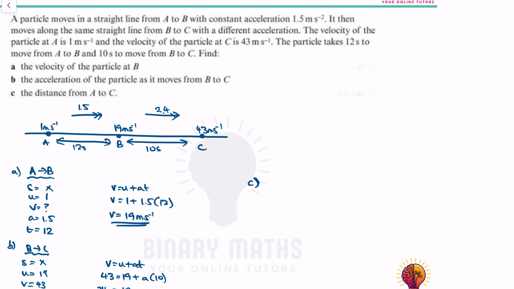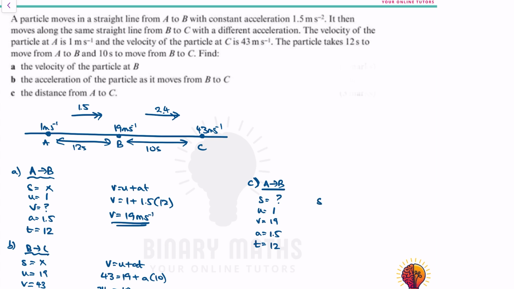C. The distance from A to C. Now the distance from A to C consists of two journeys. First of all from A to B, and then from B to C. So I have to do that part separately because I have to set up SUVAT separately for each part. So first thing, from A to B, I'm trying to work out the displacement. The initial speed is 1, the final speed is 19, acceleration is 1.5, and the time it takes to travel between A to B is 12 seconds.